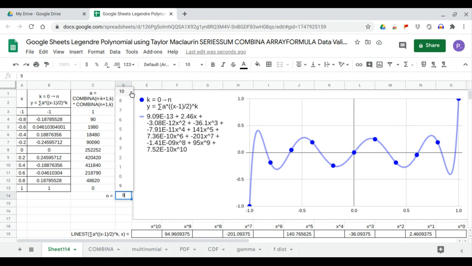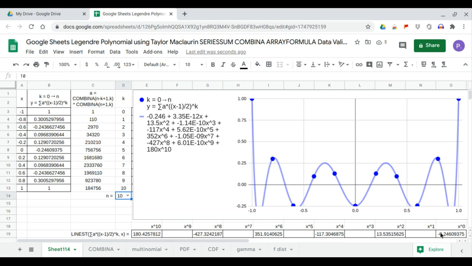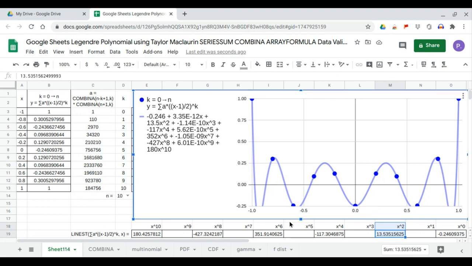At n equals 10, our Legendre polynomial y equals minus 0.246 plus 13.53x squared minus 117x to the fourth plus 352x to the sixth minus 427x to the eighth plus 180x to the tenth.